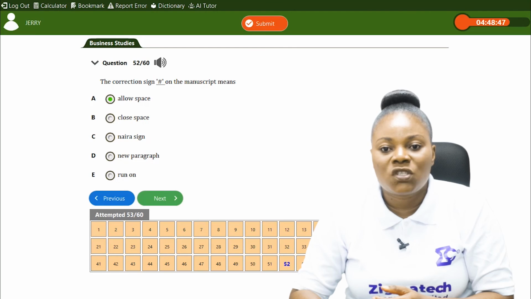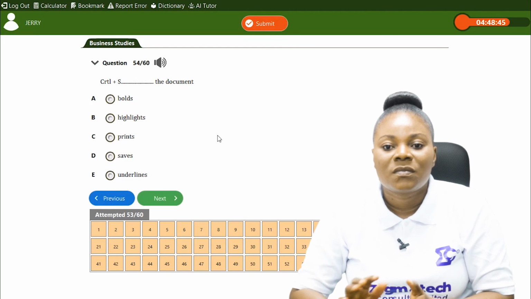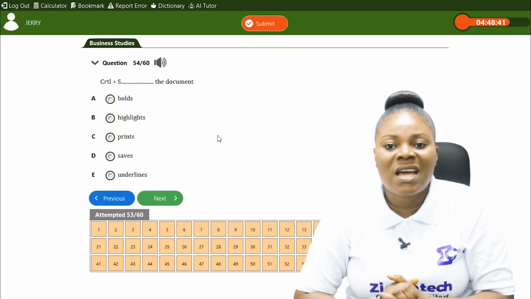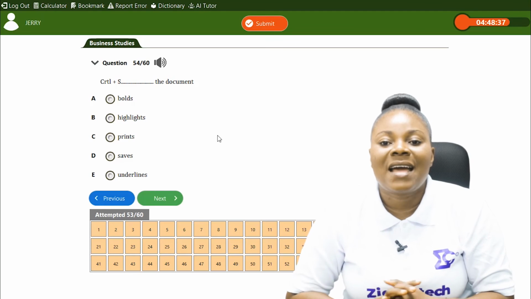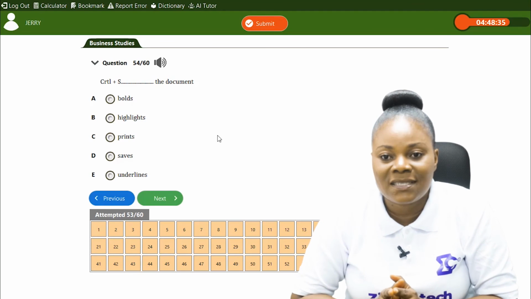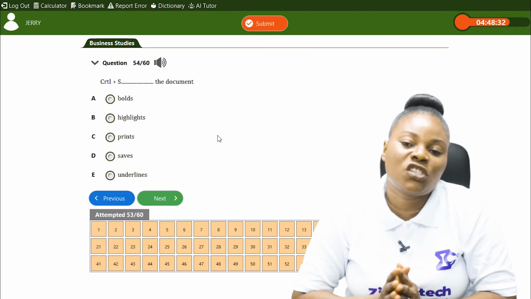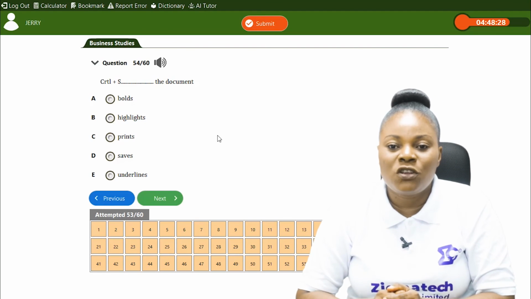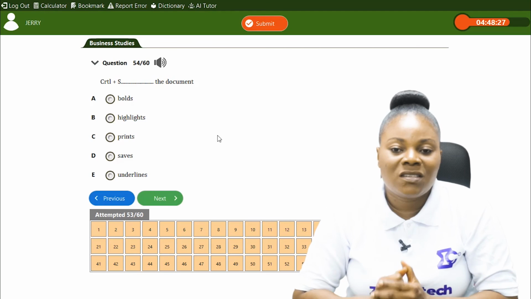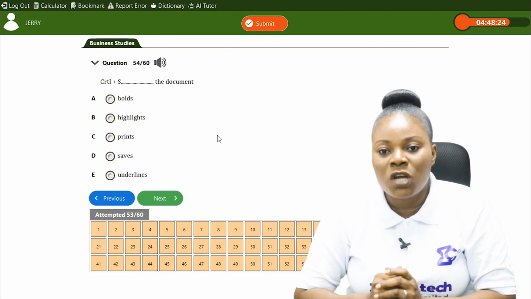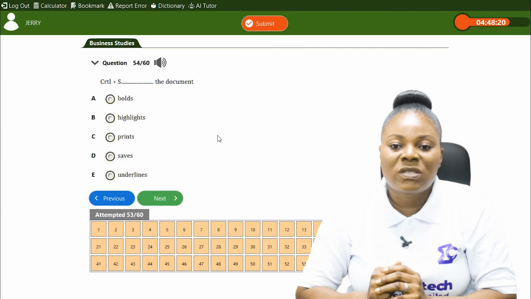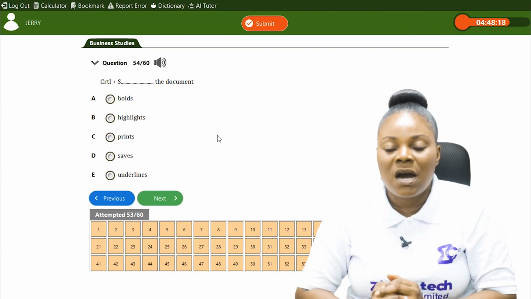The next question, question 54. Control plus S dash the document. This is another shortcut. Control plus S dash document. What do you use Control S to do as a shortcut? Is it to bold document, or to highlight, or to print, or to save, or to underline?